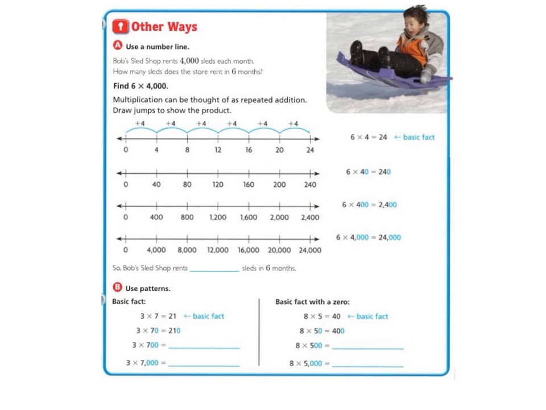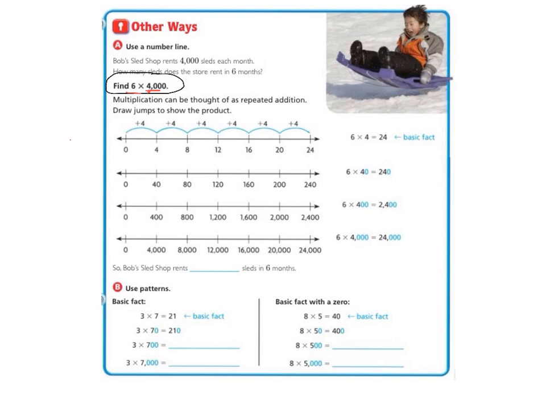Let's look at another way of multiplying by a large number. This time we're going to use a number line. Bob's sled shop rents 4,000 sleds each month. How many sleds does the store rent in 6 months? So we are multiplying 6 times 4,000. So let's look at how we can break this down since it's such a big number. So the first thing we can look at is our basic numbers, the 6 and the 4.